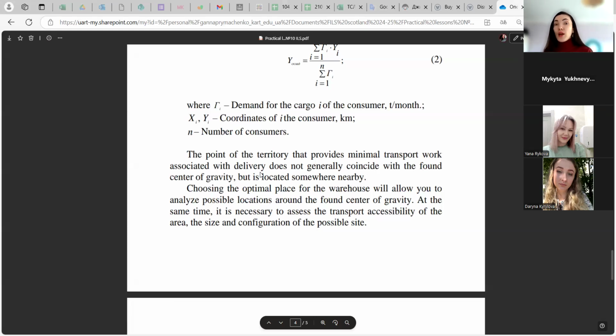It can also be located somewhere nearby. So we find this point and find the best place around this point. It is also okay. Choosing the optimal place for the warehouse will allow you to analyze possible locations around the found center of gravity. At the same time, it is necessary to assess the transport accessibility of the area, the site, and the configuration of the possible site. So we remember all these things when we find such a place.